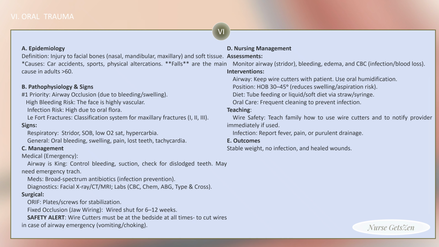Nursing management: monitor for airway, stridor, bleeding, edema. Look at CBC and labs for infection and blood loss. Interventions: keep the wire cutters with the patient, use oral humidification, head of bed 30 to 45 degrees. For diet, tube feeding, or liquid soft diet via straw or syringe.